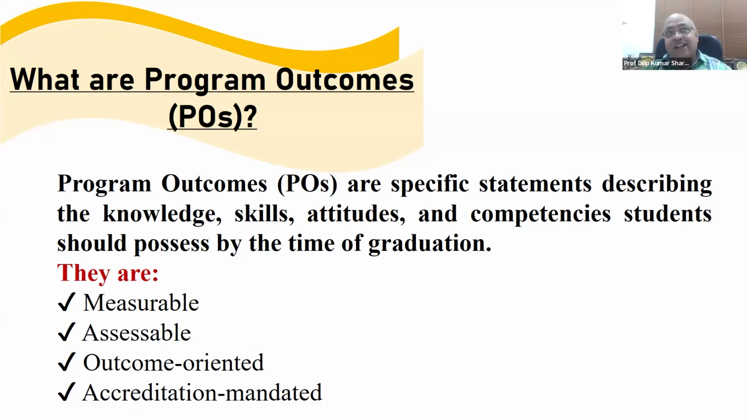Very good. So what is the second graduate attribute? Problem analysis. The second one is problem analysis. Very good. Somebody else will speak. Graduate attribute third: design and development of solutions.